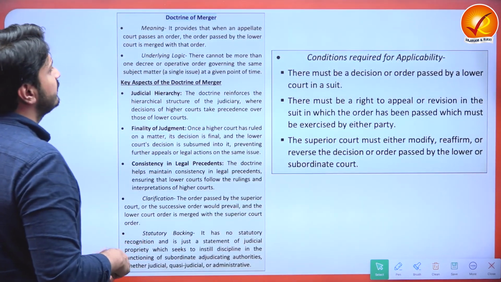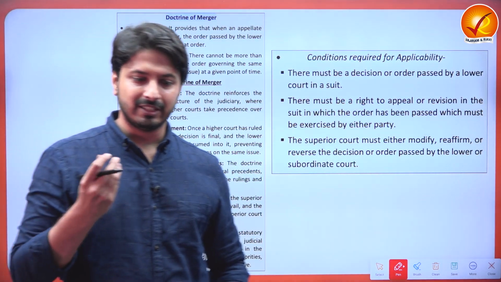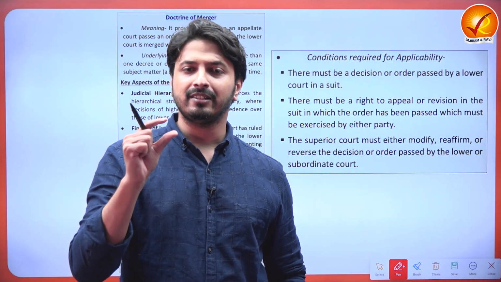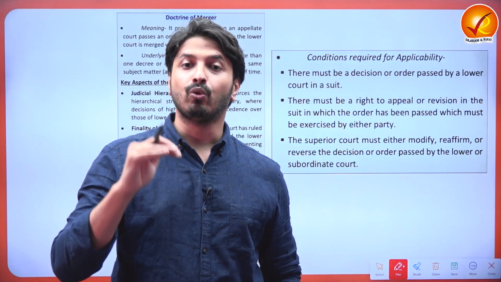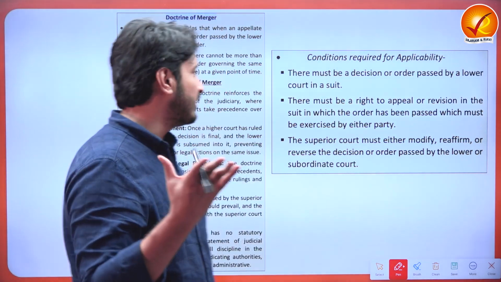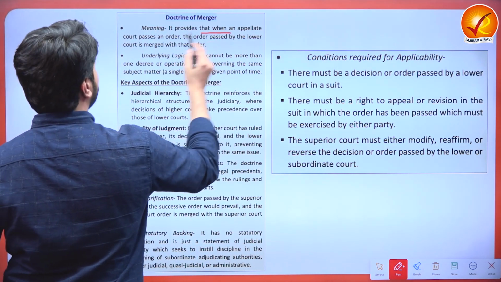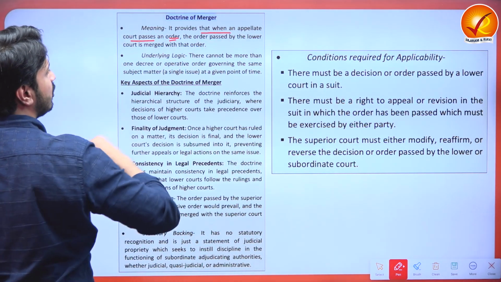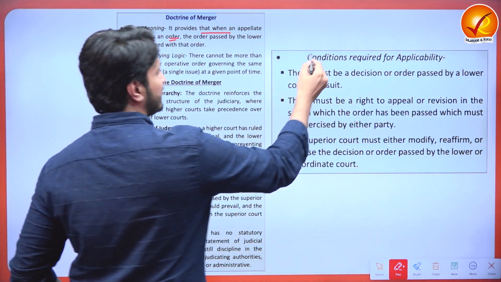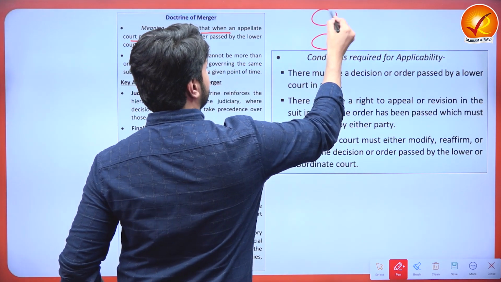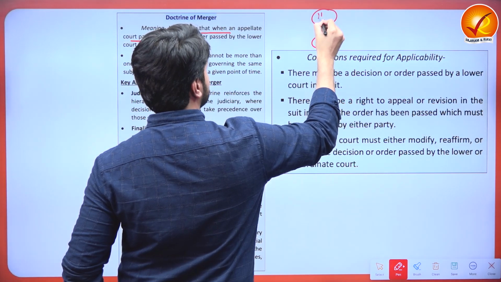So we'll start with the first thing, that is the doctrine of merger. As the term itself suggests, the doctrine of merger provides for the merger of judgments which the various courts of our country have provided. So what do we actually mean by that? It provides that when an appellate court passes an order, the order passed by the lower court is merged with the order of the higher court. So for example, there are two courts: one is the lower court and the other is the higher court, say High Court.